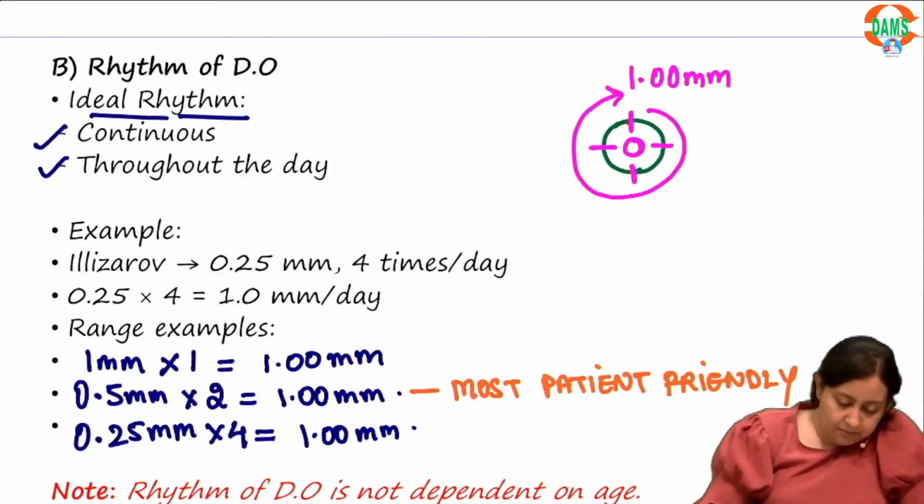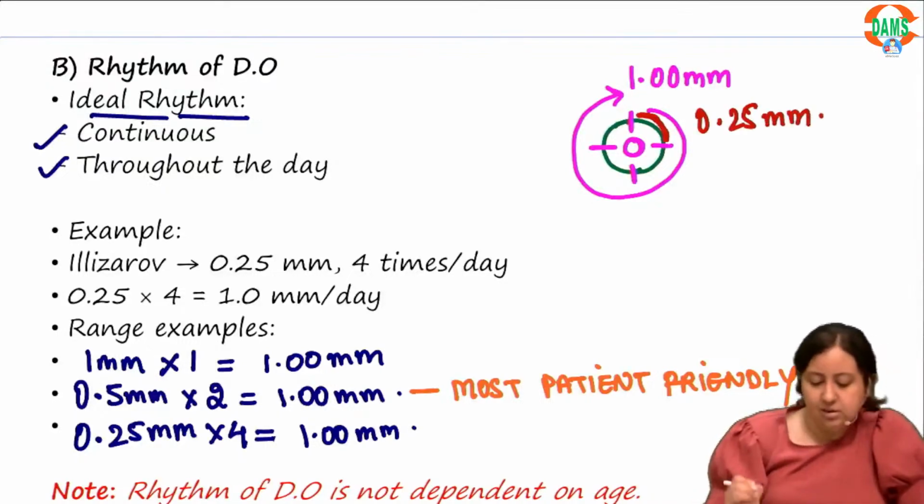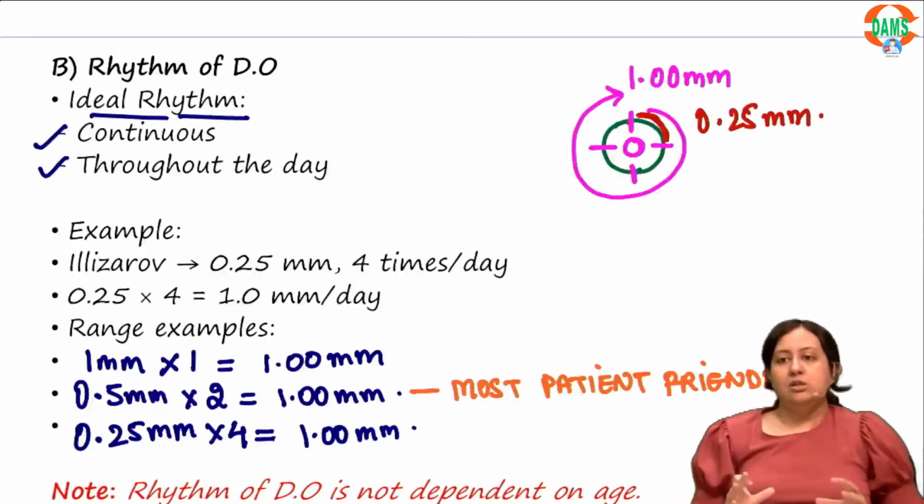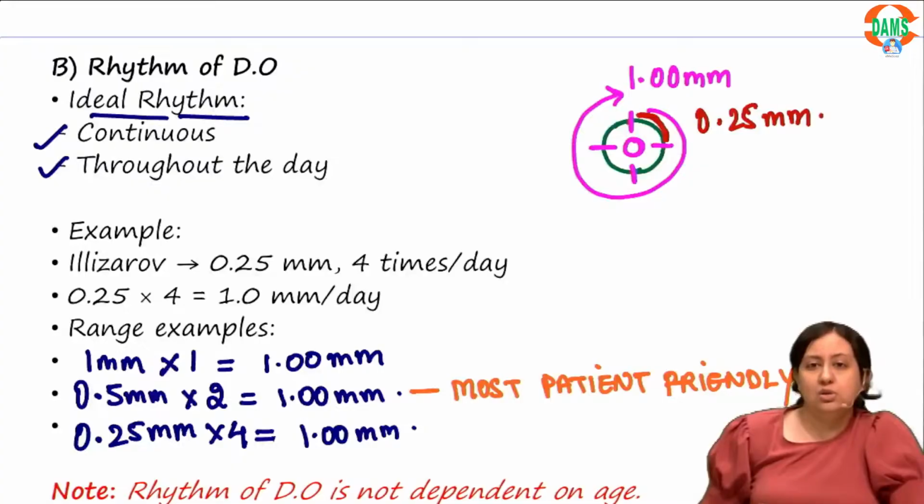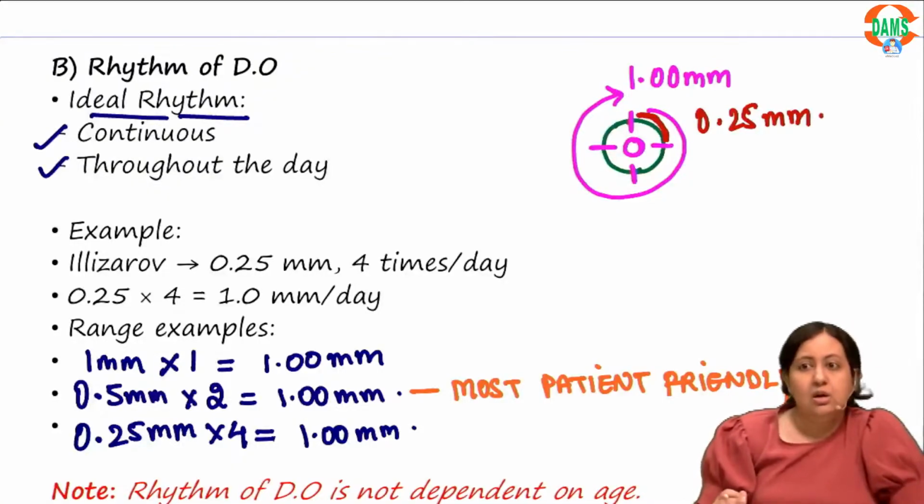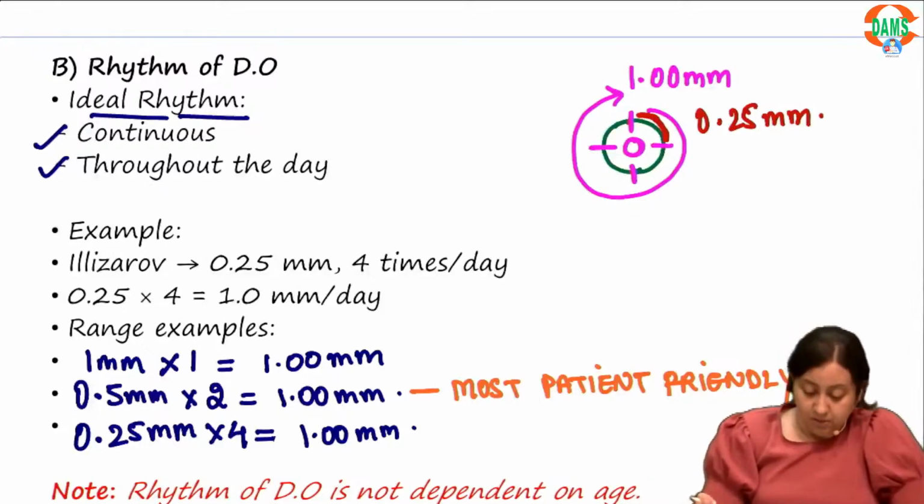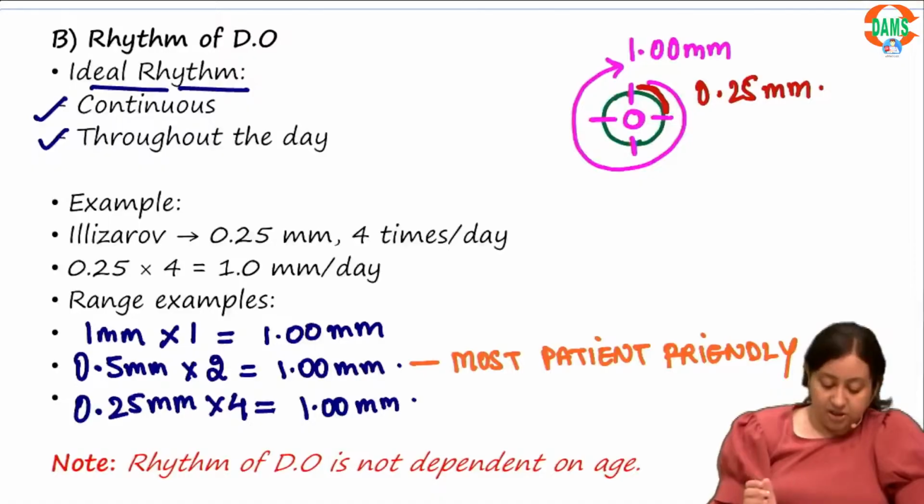and this turn, 1/4 circle, is 0.25 mm. This is usually the standard in all the distraction devices. Mostly manufacturers follow this. If there is any variation or any difference, they mention it along with the brochure that is available in the packaging. All right.